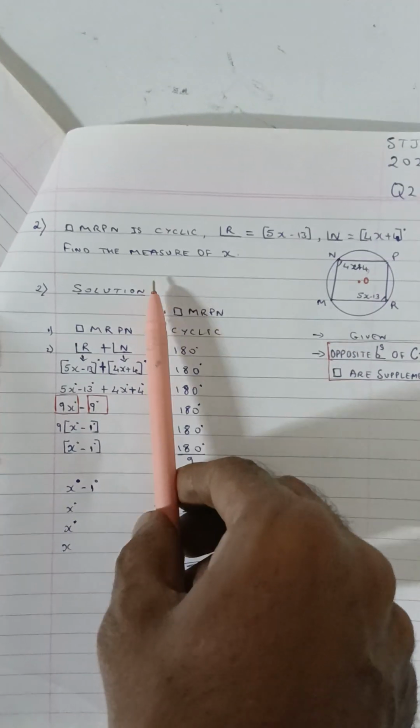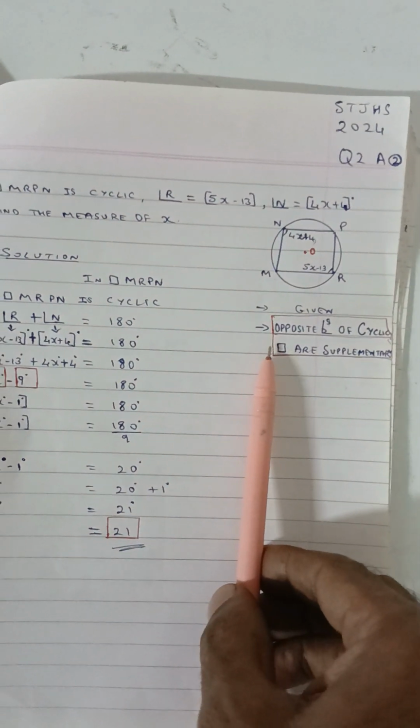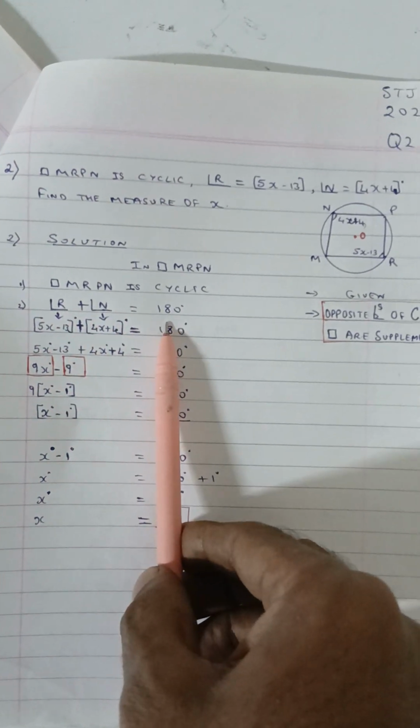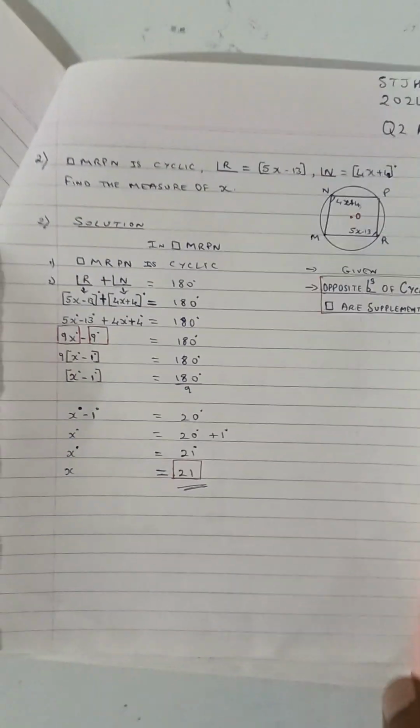This is how you align it, keeping the equal to straight in between. And the reason over here: opposite angles of a cyclic quadrilateral are supplementary. When you get R plus N equals 180, opposite angles of a cyclic quadrilateral are supplementary.